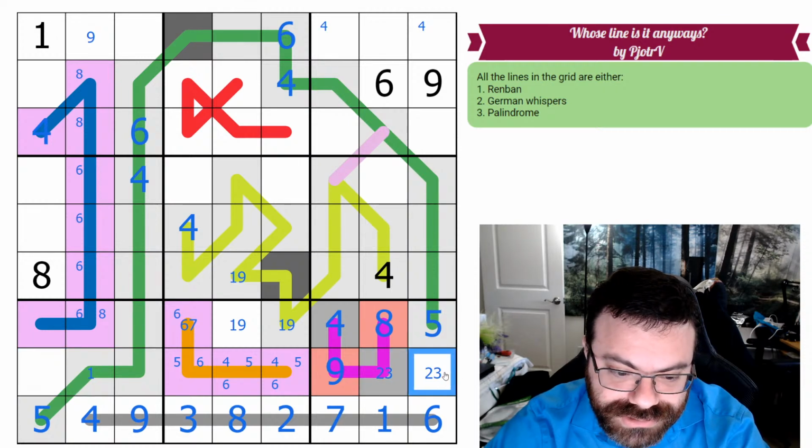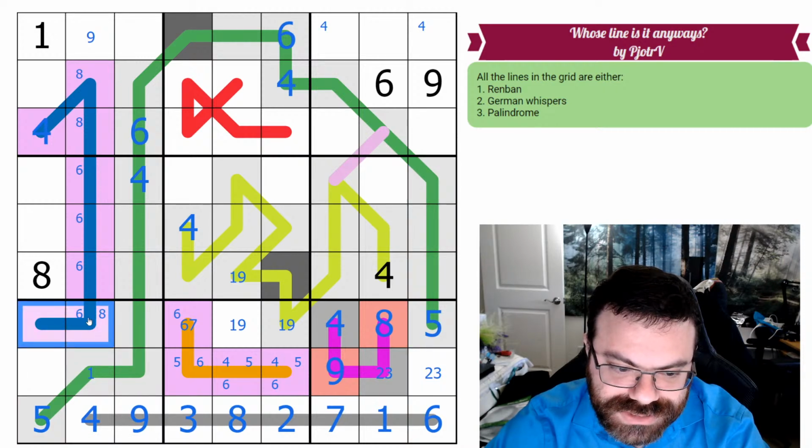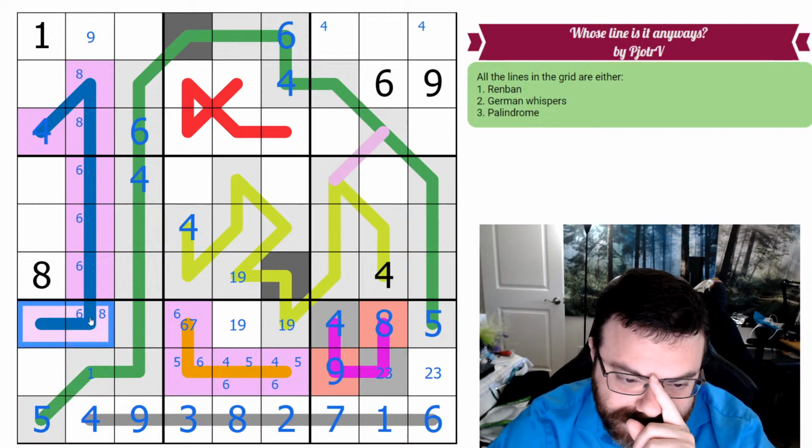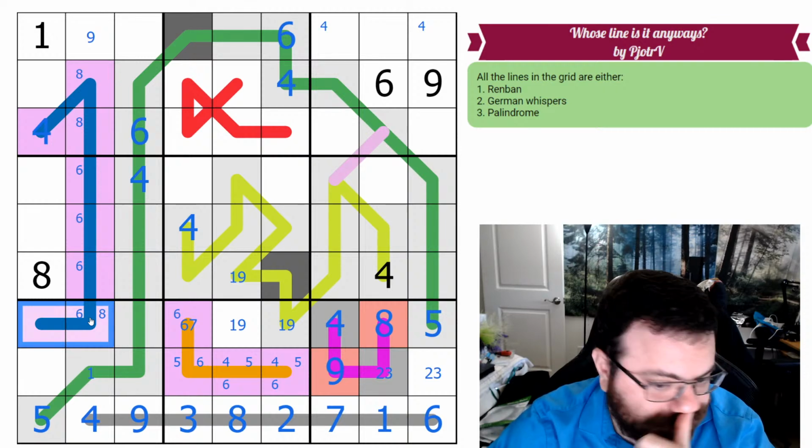Whatever's here can't be here, which is... Wait. Whatever's here can't be here, which is here. It can't be in these 3, and it's not down there. So we have a 2 or a 3. Whatever this one is on this renban line here. Don't know if that's helpful.